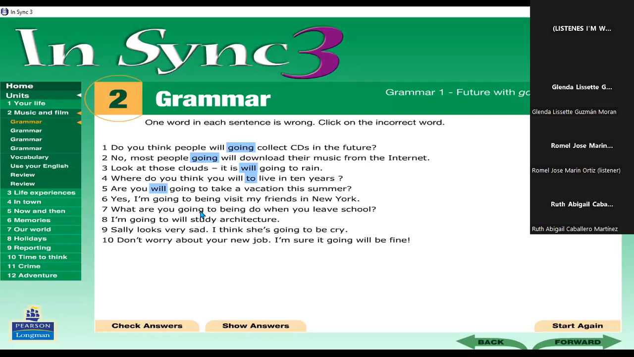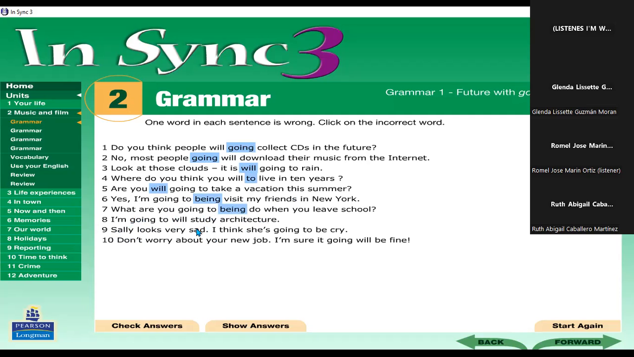Being. Being, verdad? Being is the problem. Going to do when you leave school. Number A, I am going to will study architecture. And the six, teacher? What is the answer for the number six? Yes, I am going to, being, me dijeron, verdad? Being. And then number seven, being two.